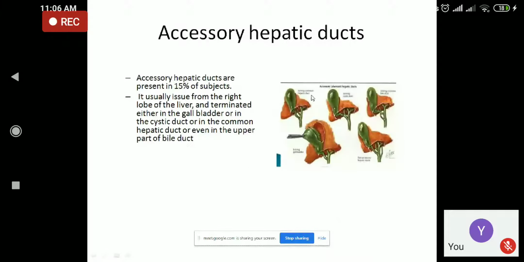So there are accessory hepatic ducts. They are present in 15% of subjects, and sometimes come from the right lobe, and terminate in the gallbladder, or in the cystic duct, or in the common hepatic duct, or sometimes in the bile duct. So these are the accessory hepatic ducts.